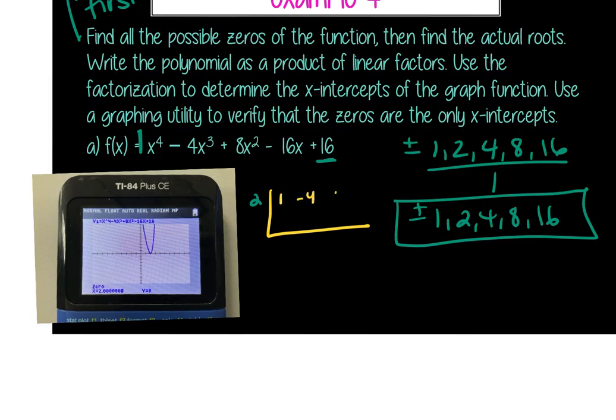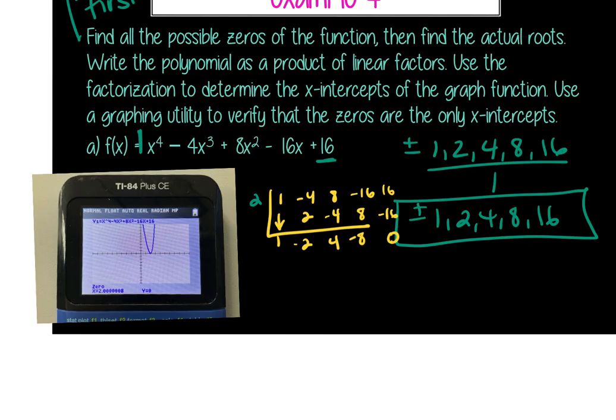1, -4, 8, -16, and 16. Bring down the 1, multiply it, put it in the next column, and add it. Multiply it, put it in the next column, and add it. Multiply it, put it in the next column, and add it. Multiply it, put it in the next column, and add it. And I'm expecting a 0 here because we just said this is a root.